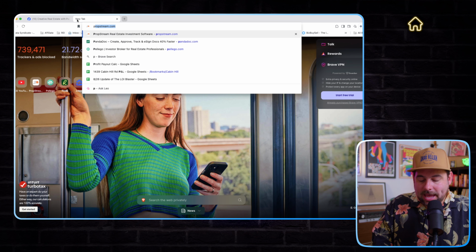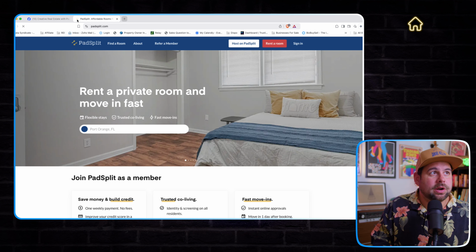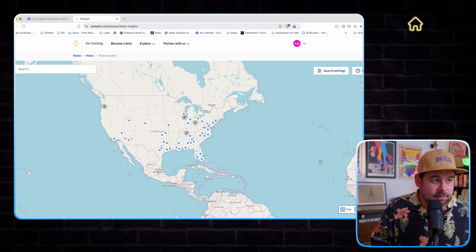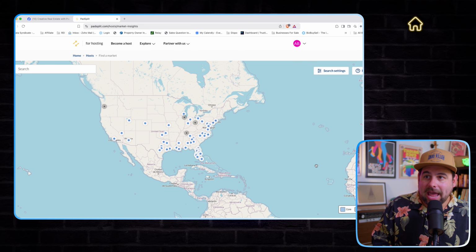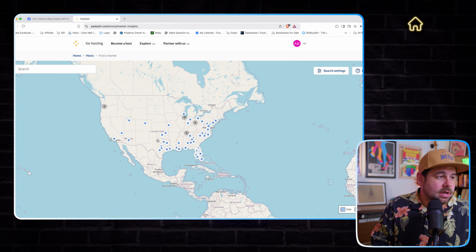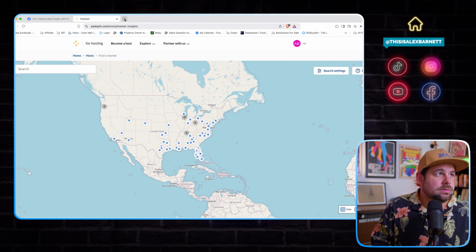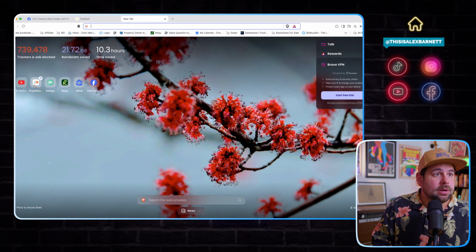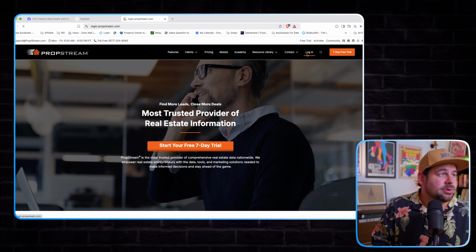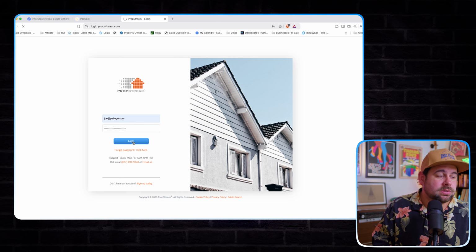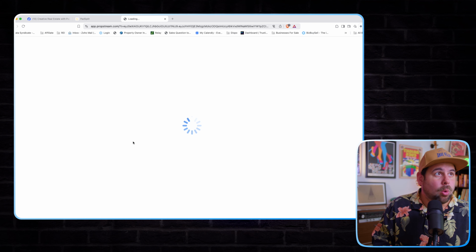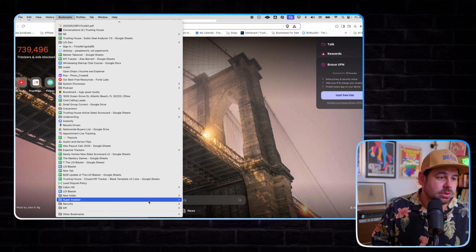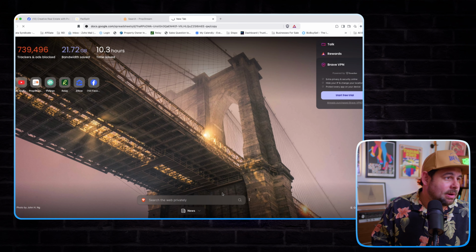We're also going to open up Pad Split. We're going to use this for data on certain areas. They're almost like the Airbnb of rent by the room, and they have all the data for all these spots right here. So that's what we're going to use to look for how much rooms are renting for, which is an important part of the equation. We're also going to open up PropStream. PropStream we're going to use to get comps and mortgage information. And then lastly, let's open up our handy dandy calculator created by the one and only Michael Manatsakanian.